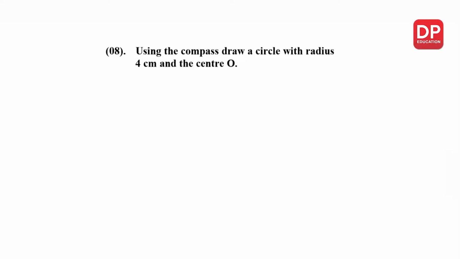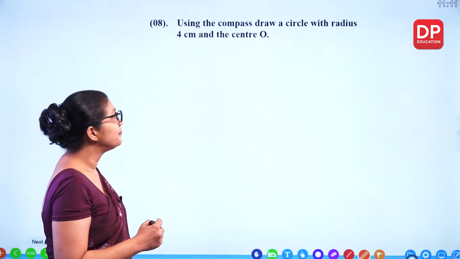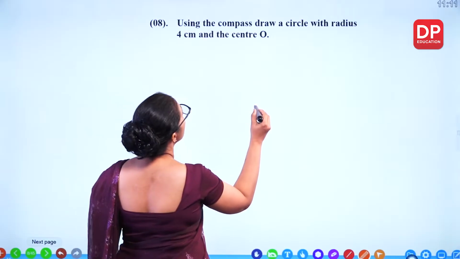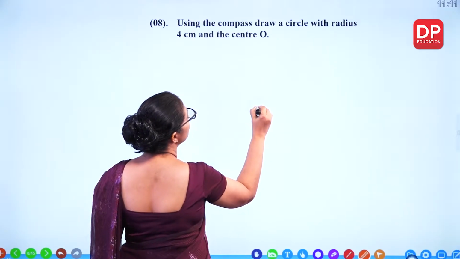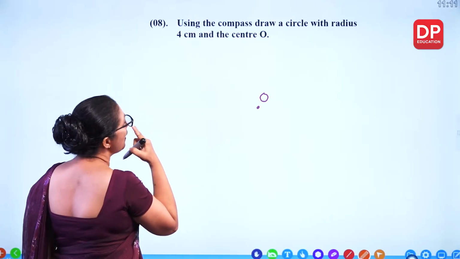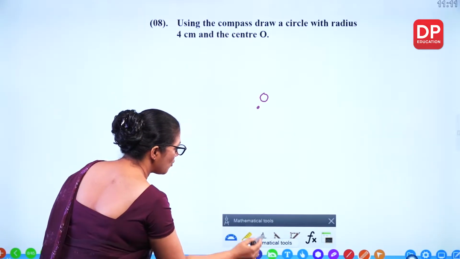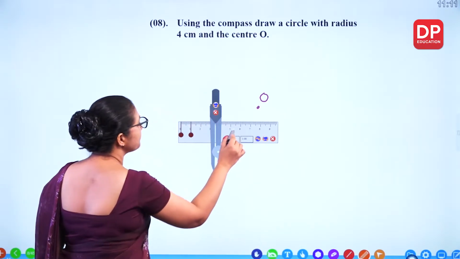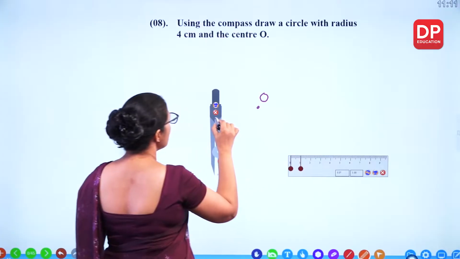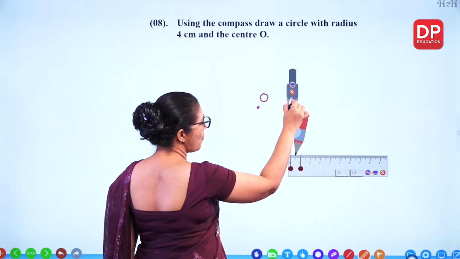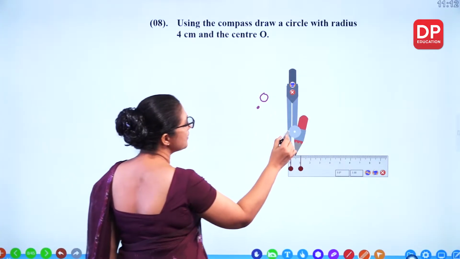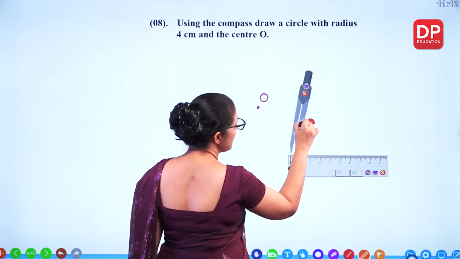Using the compass, draw a circle with radius 4 centimeters and the center O. What you can do is first mark the point O. I'll mark O here. Then you have to take a 4 centimeter length. So take the ruler and the compass. Keep the compass on top of point O first and take 4 centimeter length. So 4 centimeter length.